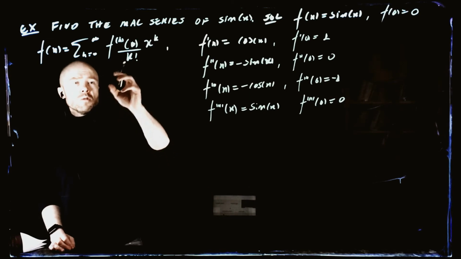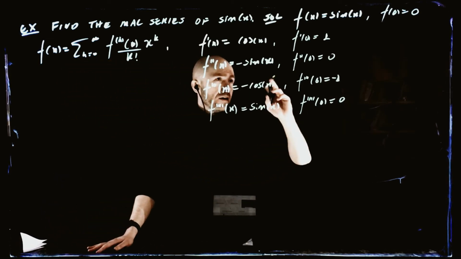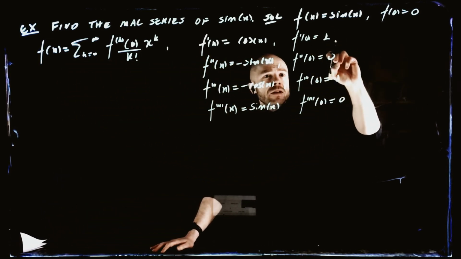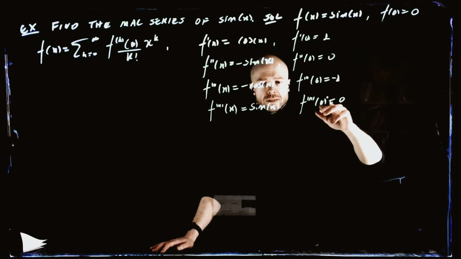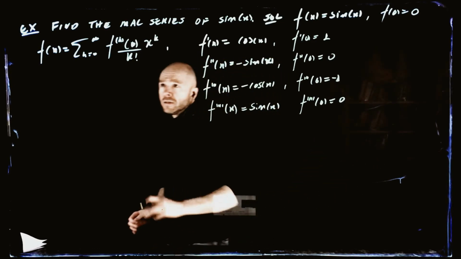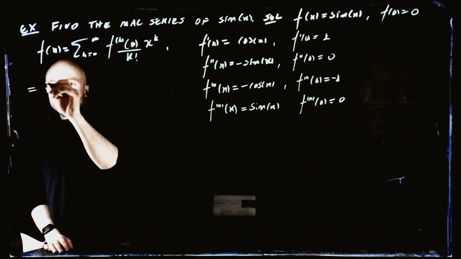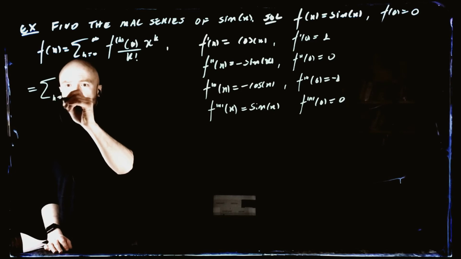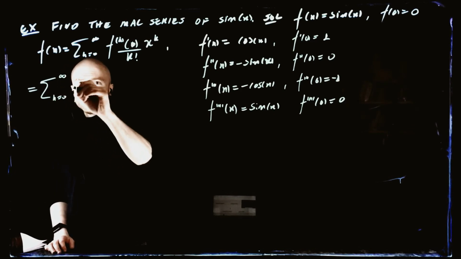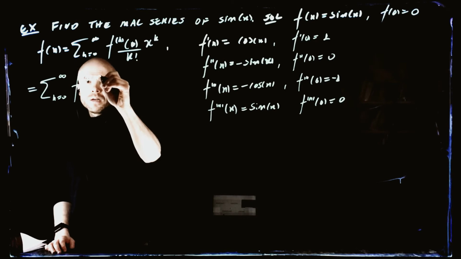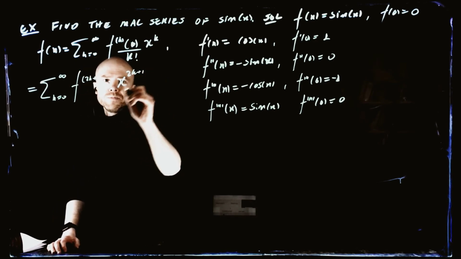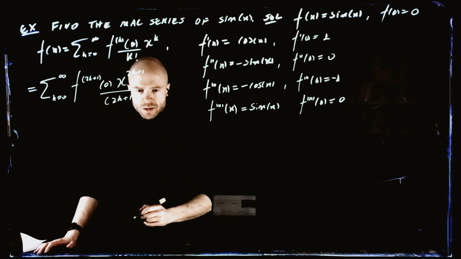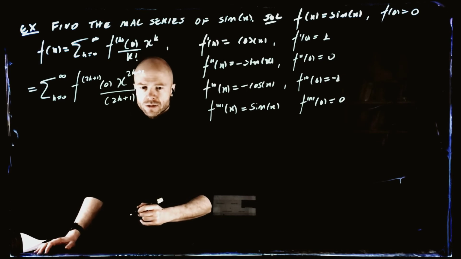So let's work out what we've learned. Whenever we have an even number of derivatives, where 0 is even, then there's nothing there. So the only things that come out from this expression are the odd powers. So let's do this: the sum from k equals 0 to infinity of f to the 2k plus 1 at 0, over 2k plus 1 factorial, times x to the 2k plus 1. That's the way it's got to work.